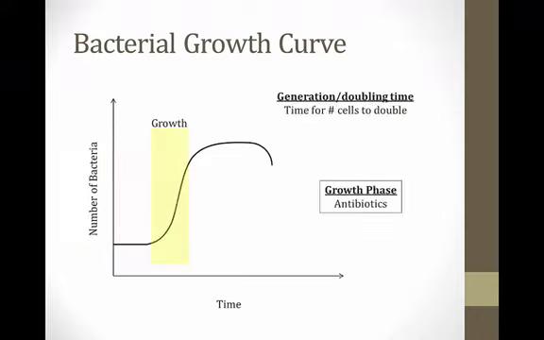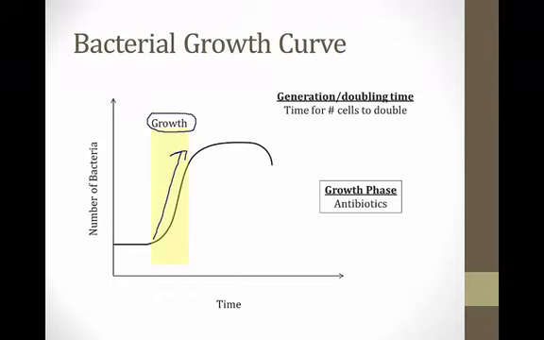After the lag phase, you enter a phase called the growth phase. It's also sometimes called the exponential phase or the log phase. And what's happening here is now the bacteria have started to grow. So one bacterium is becoming two, are becoming four, and thus you're getting an exponential growth in the number of bacteria that are present in your culture.